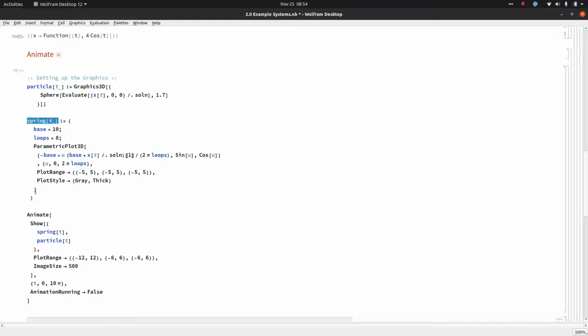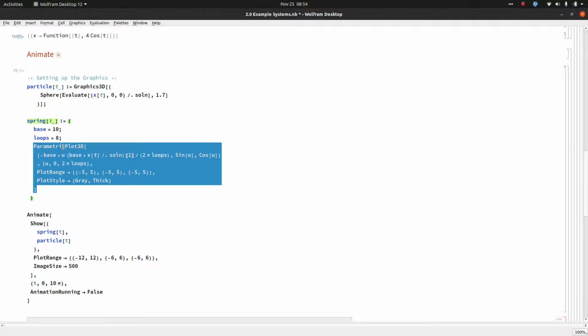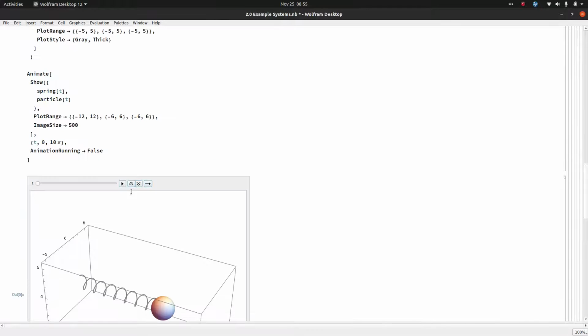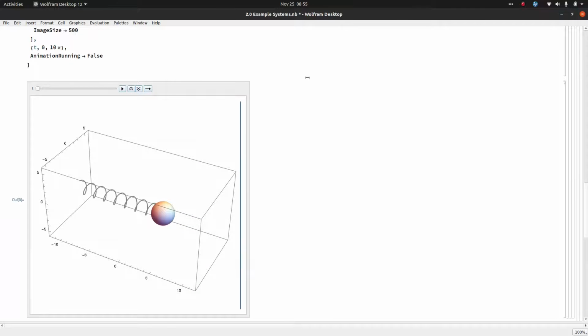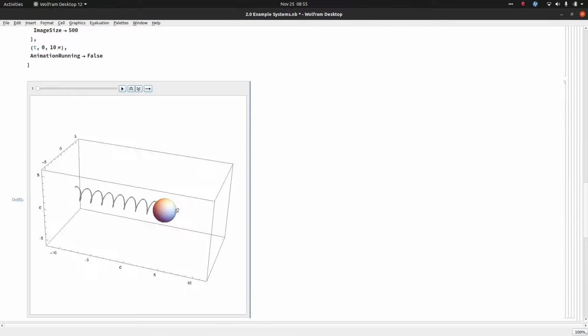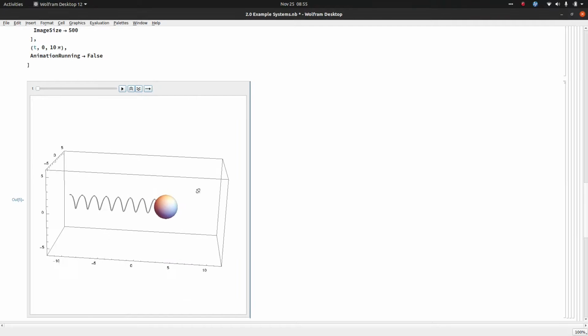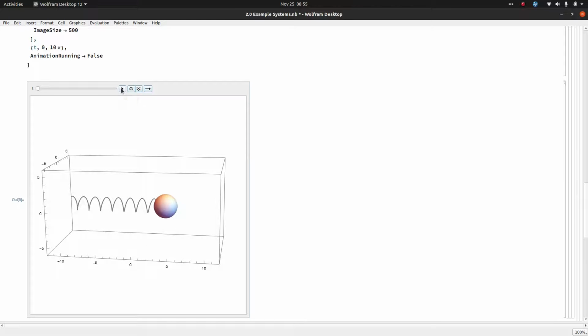Then we're going to use a spring here, which will use a ParametricPlot3D to create that spring. And then we're going to use an animation command where we show the spring and the particles. And if I run that, you can see we get a nice graphic showing our mass on a spring. And it's 3D now, so I can move it around in different directions. And if I hit play, you can see the simple harmonic motion of the mass on the spring.